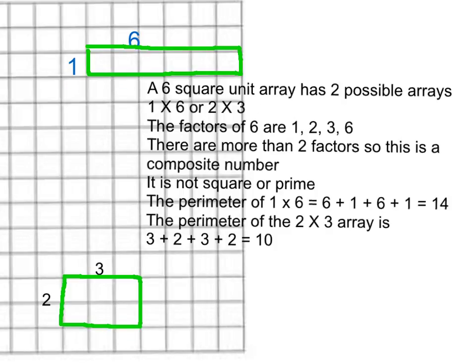The number 6 is a multiple of 2, so I know it's going to be a composite number with more than 2 arrays, and its factors are 1 and 6 and 2 and 3. It has an even number of factors, therefore it is composite but not square or prime. Notice that when I look at the perimeter of these two 6 square unit arrays, their perimeters are not the same.